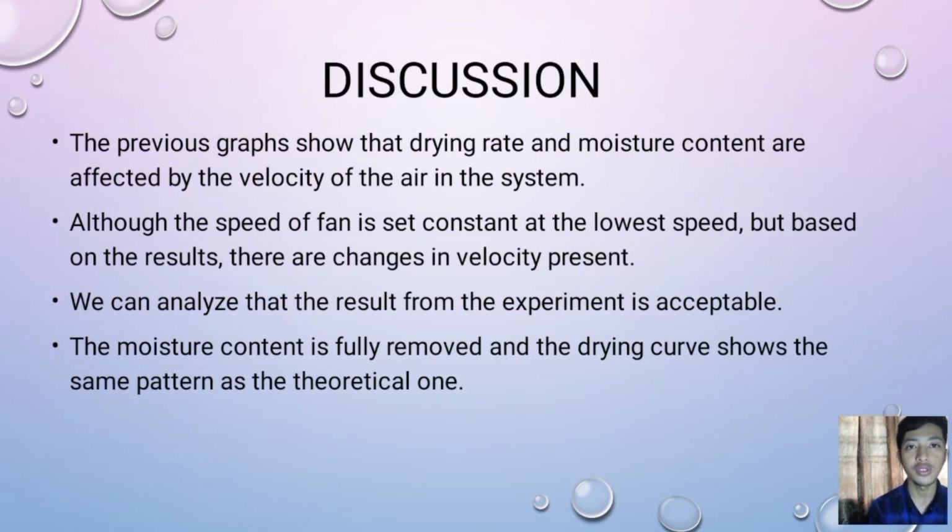As a discussion, the previous graph shows that drying rate and moisture content are affected by the velocity of the air in the system. Although the speed of the fan is set constant at a lower speed, based on the results there are changes in velocity present. And as we can see, as the time increases, the moisture content decreases. This is owing to the water from the wet sand slowly starting to evaporate into the air until there is no water in the end.